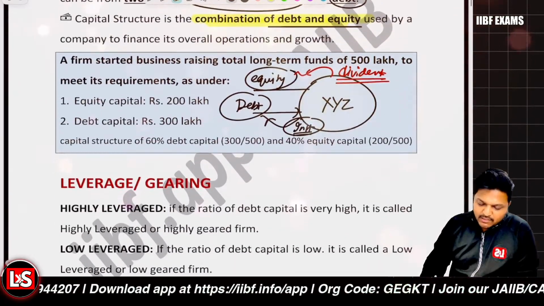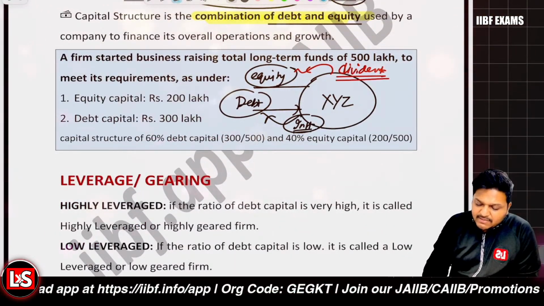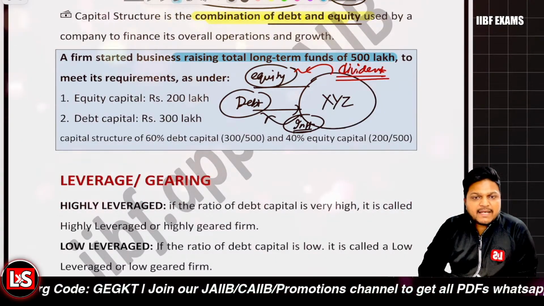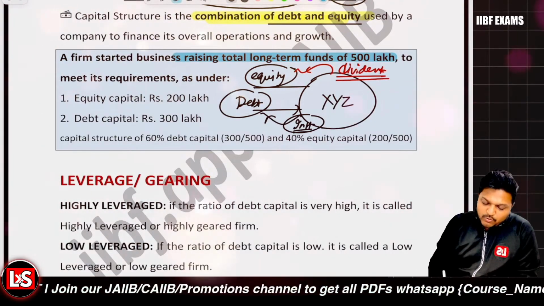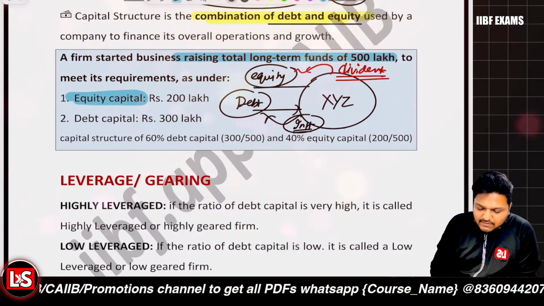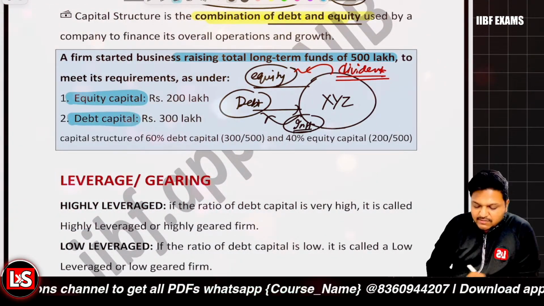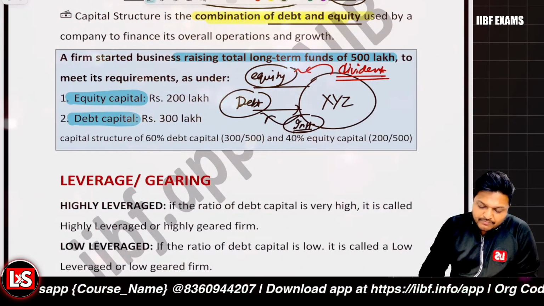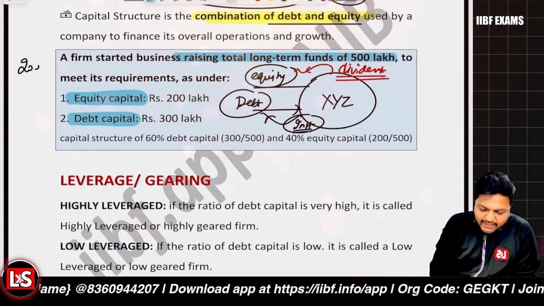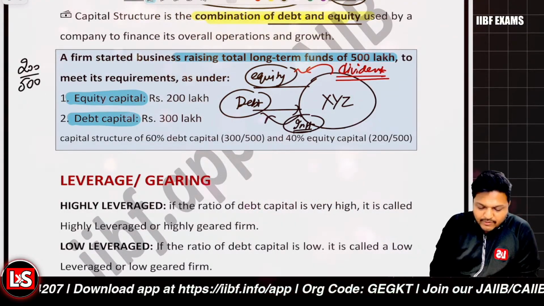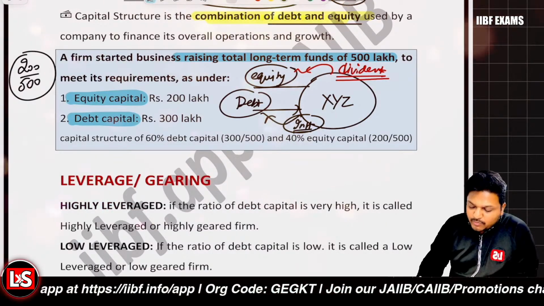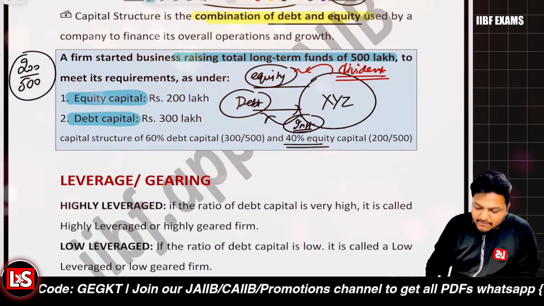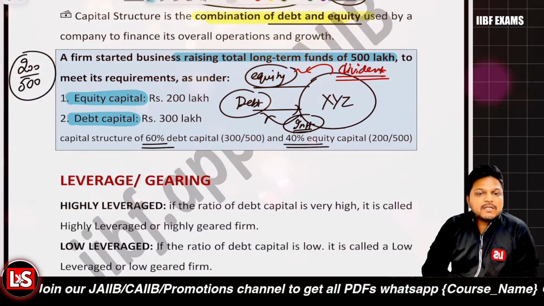So let's have a look at this. A firm started its business raising total term funds of 500 lakhs, to meet its requirement. The equity capital is 200 lakhs, the debt capital is 300 lakhs, and the total fund is 500 lakhs. Now, what is the capital structure? Equity is 200 divided by 500, which comes to 40% equity capital. And 300 divided by 500 is 60%, that is the debt capital.